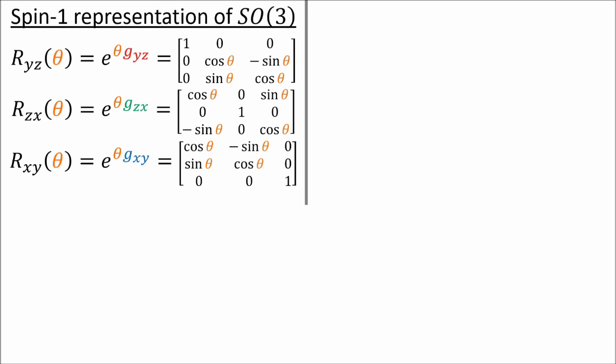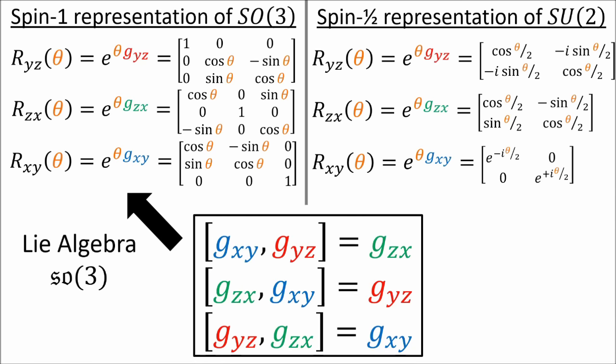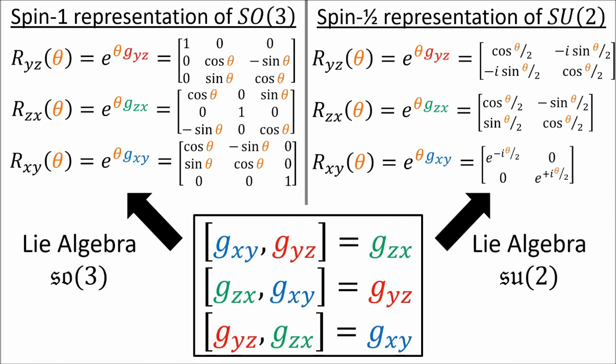So to sum up this video so far, we saw that the 3D rotation group, SO3, has no 2x2 representation, or spin 1/2 representation. We needed to look at its double cover, SU2, which had the same Lie algebra, to find the spin 1/2 representation that rotates spinors.